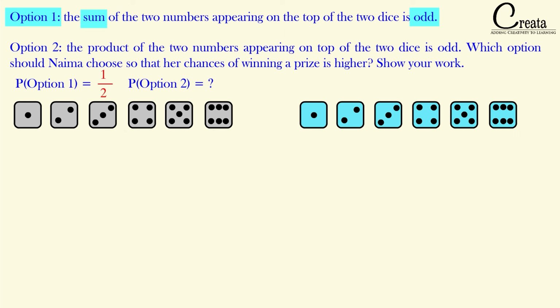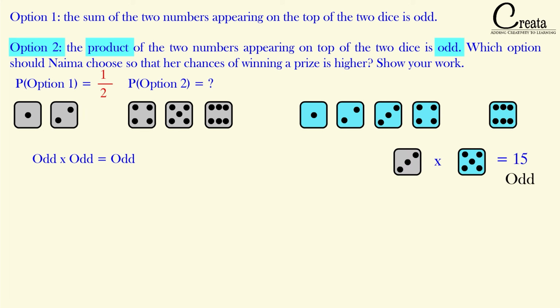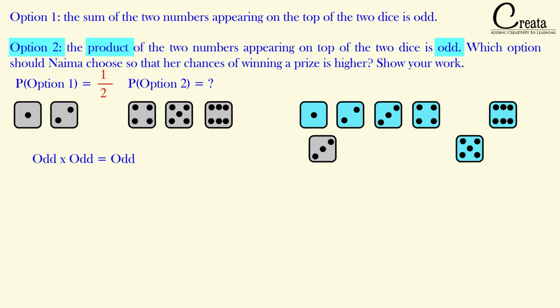Let's move to the probability of option 2. In option 2, the product of the two numbers has been talked about. Let's see, if she gets two odd numbers, then what is the product? Odd into odd will be an odd number. For example, if she gets number 3 and number 5, what is the product? 3 into 5 is 15, which is an odd number. So odd into odd is always odd.